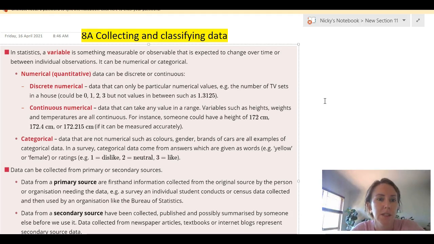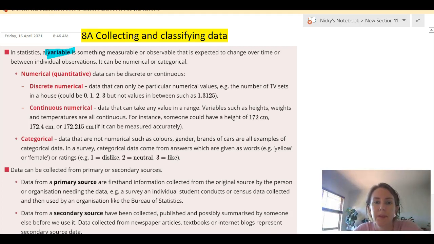Okay, so in statistics, a variable is something measured or observable that is expected to change over time or between the times that you observe it. And there's 2 different types of variables. So basically that's saying whatever you are measuring, collecting or classifying. Okay, because otherwise there would be not much point in measuring the data if it never changed. Okay, so there's 2 different types.